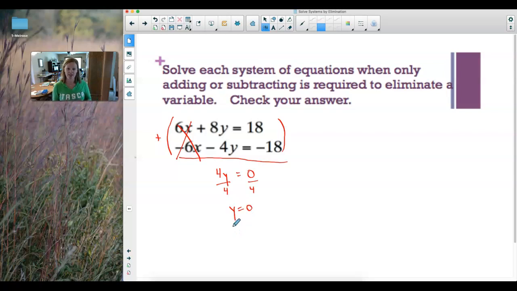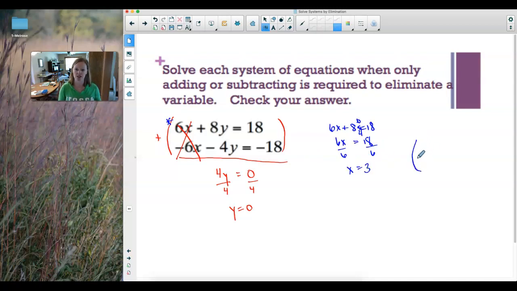So we eliminated the x to get y equals 0, and now we need to figure out what x is. So I'm going to pick one of the equations. It doesn't matter which one. I'm going to take the top one. 6x plus 8y should equal 18. And we're going to replace y with 0. So we have 6x plus 0 equals 18. And then divide by 6. So x equals 3.